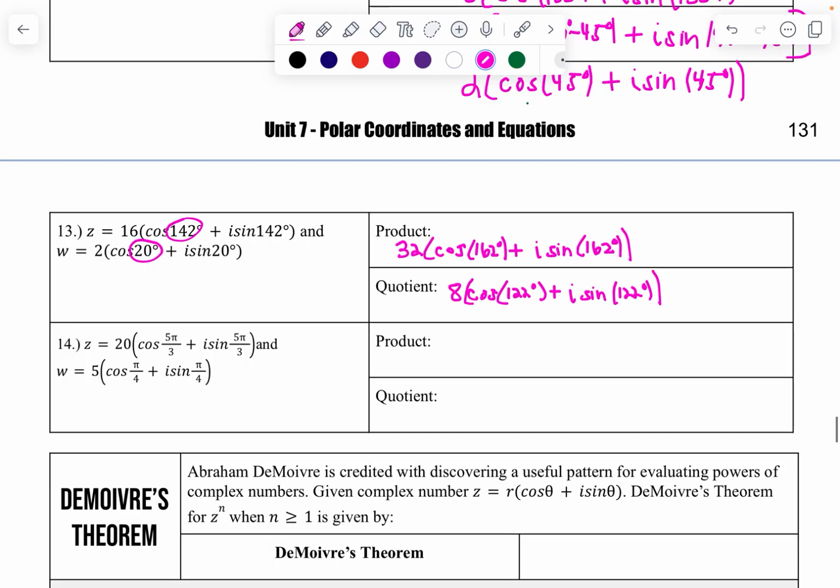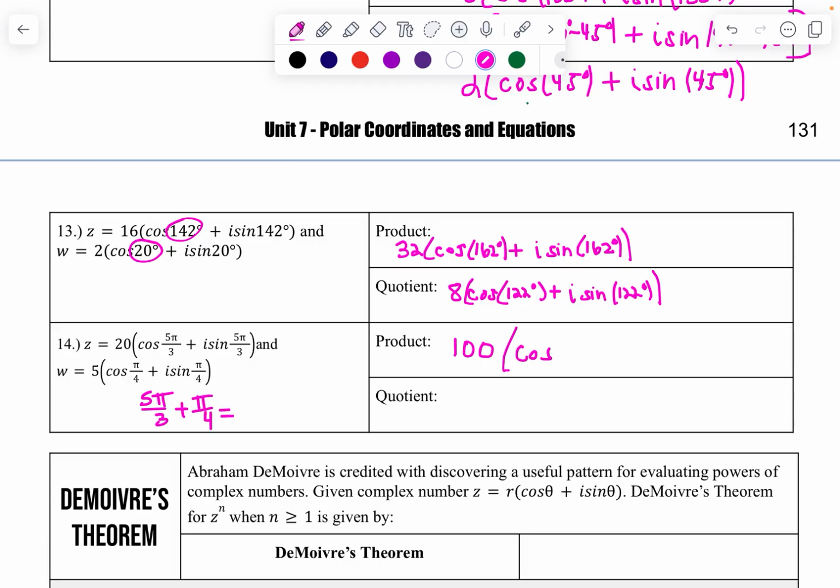All right, so number 14, with these two, again, to find the product, we're going to multiply the two radii values. So 20 times 5 gives us 100. And then we're going to add 5 pi over 3 and pi fourths. So 5 pi over 3 plus pi fourths.